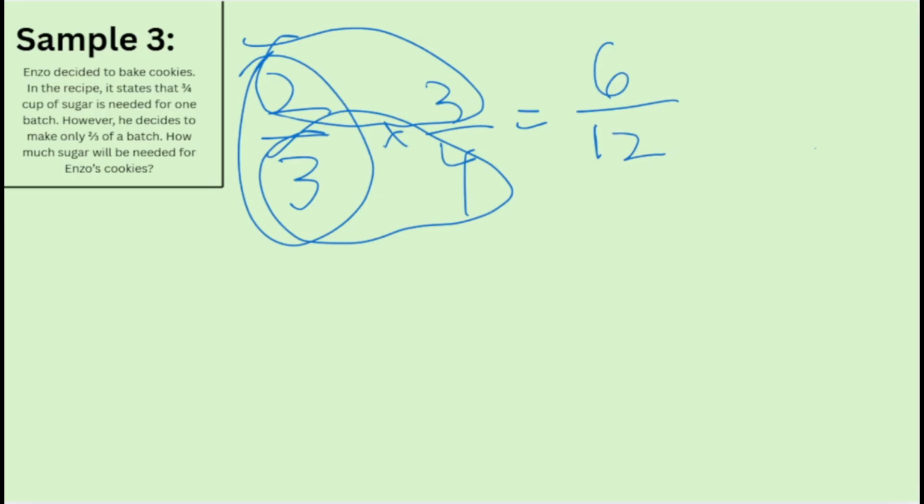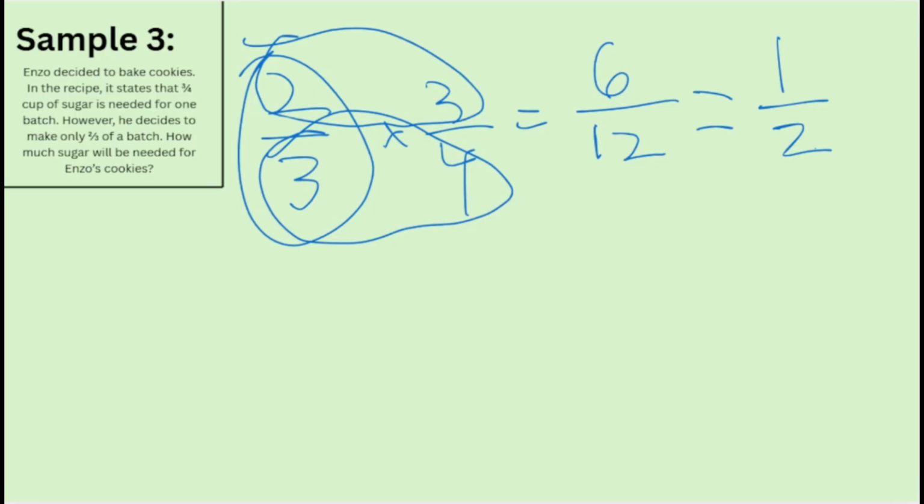But wait, there's something wrong. And if you notice it, you're probably going to be right, because the something that is wrong is that it is not yet simplified. So you do have to simplify it, and in the end, he will only need 1/2 of the original batch amount, or 1/2 cup of sugar. That is going to be our final answer.